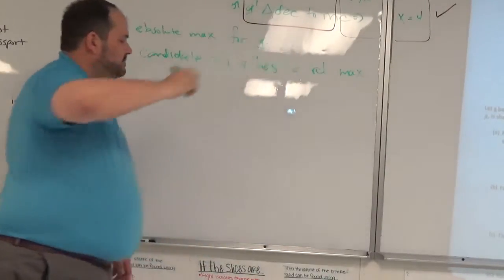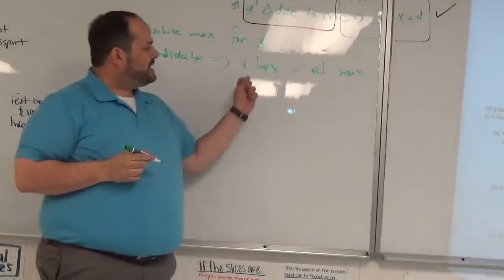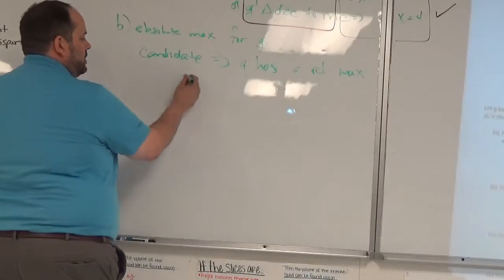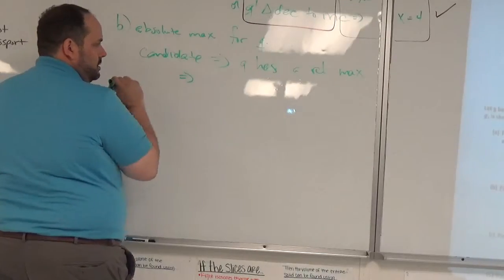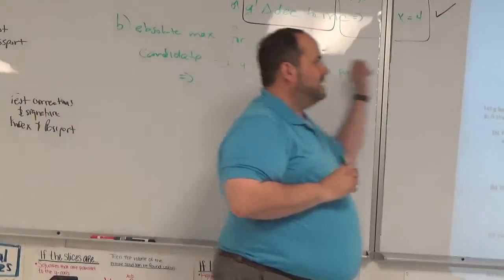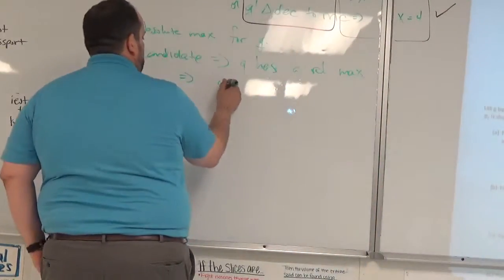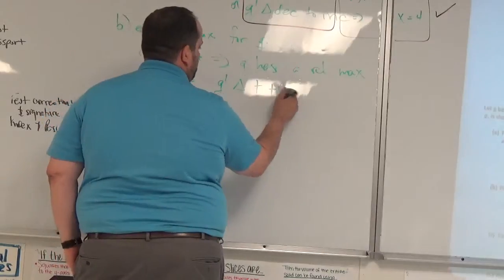I'm saying, where does g have a relative max? What does it take for g to have a relative max? A change from increasing to decreasing. If g has a relative max, then g prime is what you've got: g prime changes from positive to negative.